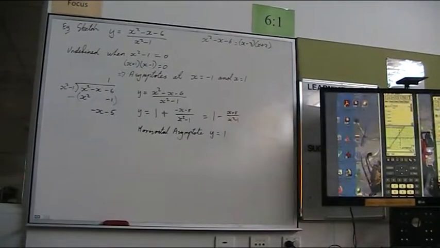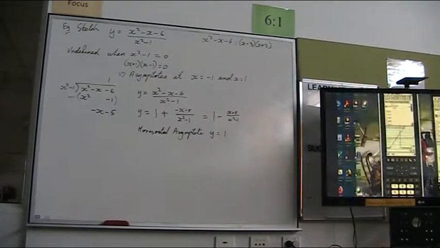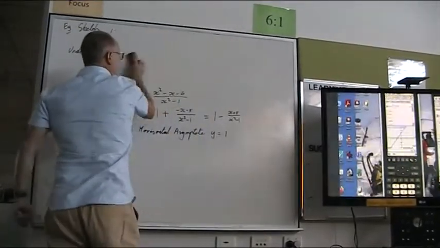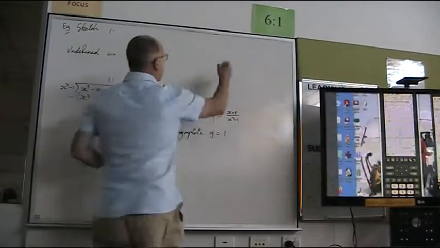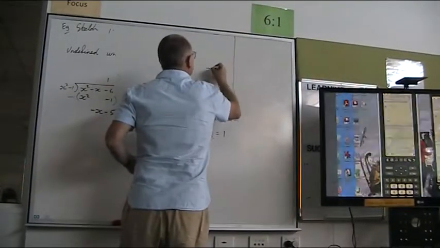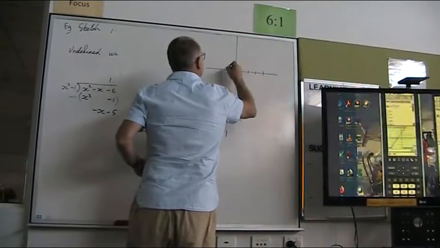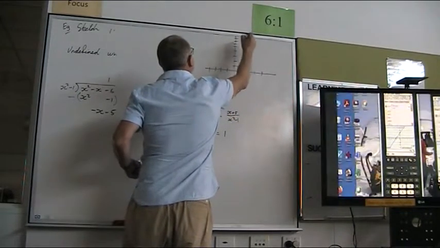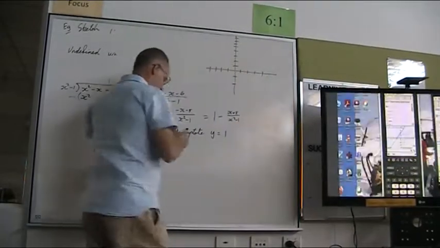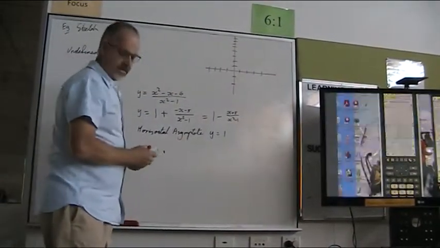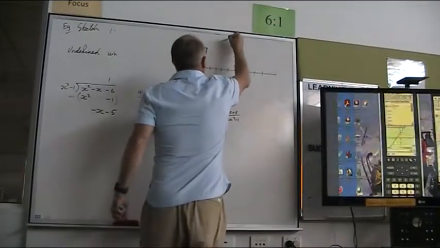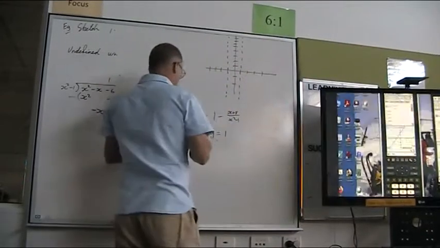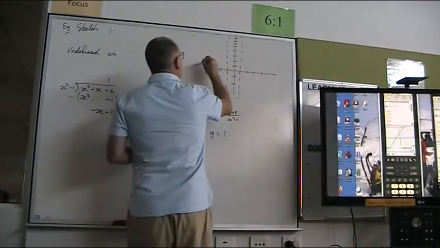So other things that we can get, we've got some asymptotes. I'm going to draw it up at the top over here. So we've got vertical asymptotes, and I'm being lazy here, at -1 and 1. Horizontal asymptote at 1.